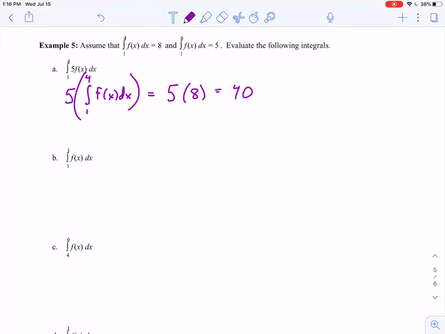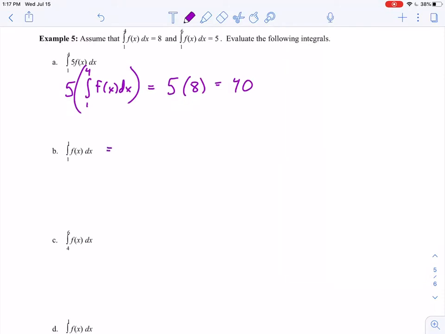Very cool. All right. What about the definite integral from 1 to 1 of f of x dx? Notice I don't have any information about the definite integral from 1 to 1. But I do stop and I say, hey, my lower limit of integration is exactly the same as my upper limit of integration. Which means I don't need any information. I don't need to know anything about f of x, because I know that if my lower limit of integration is equal to my upper limit of integration, that definite integral will always be 0.